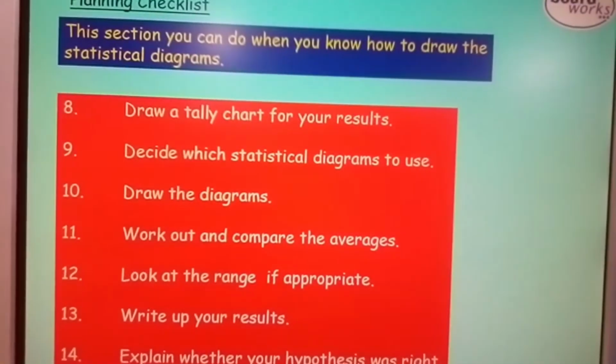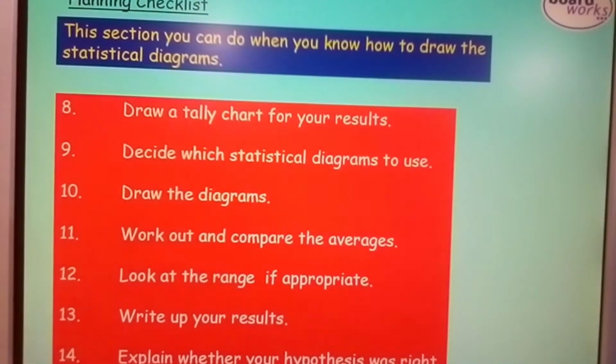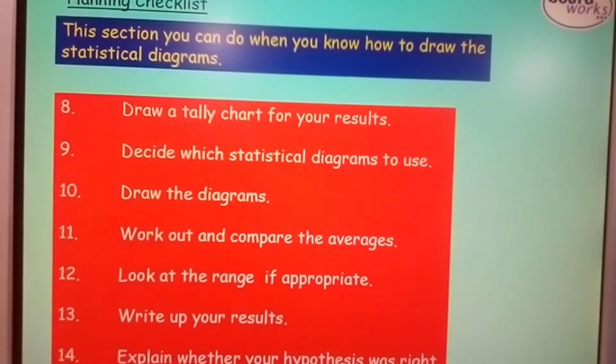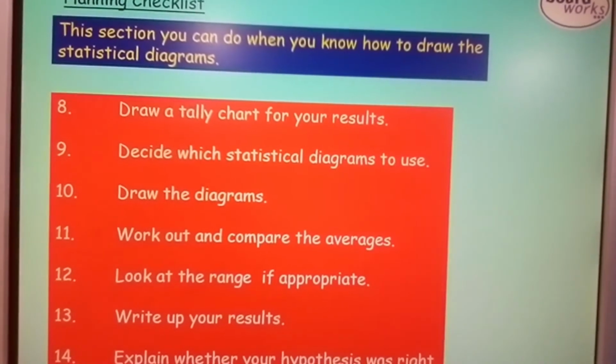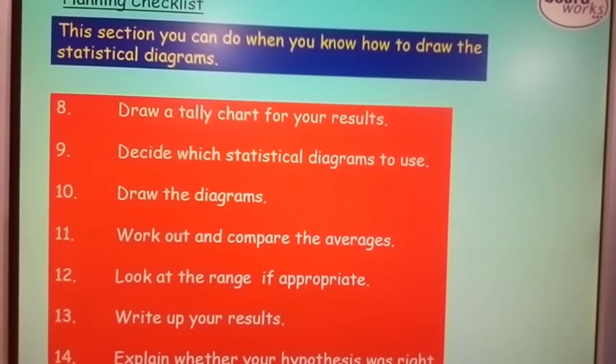Planning checklist. This section you can do when you know how to draw the statistical diagrams. Draw a tally chart for your results. Decide which statistical diagram to use. Draw the diagram, etc., etc.